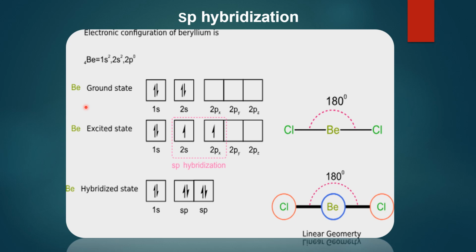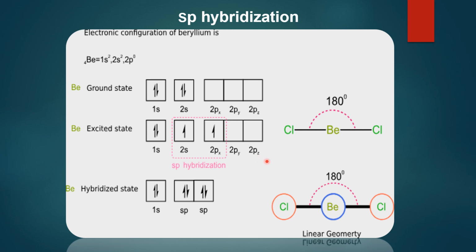What do you mean by excitation? Excitation means the transfer of an electron from the lower energy levels to the higher energy levels. Means the electron jumps from a lower energy level to a higher energy level. Initially 2s has 2 electrons. After excitation it has only 1 electron, due to the jumping of one electron from the 2s level to the 2p level. These two get hybridized to form sp hybridization.